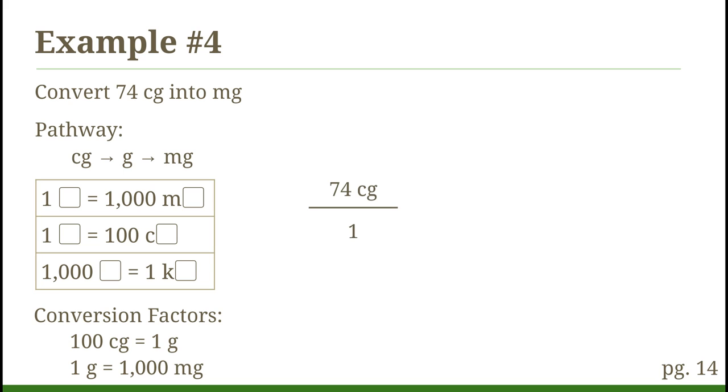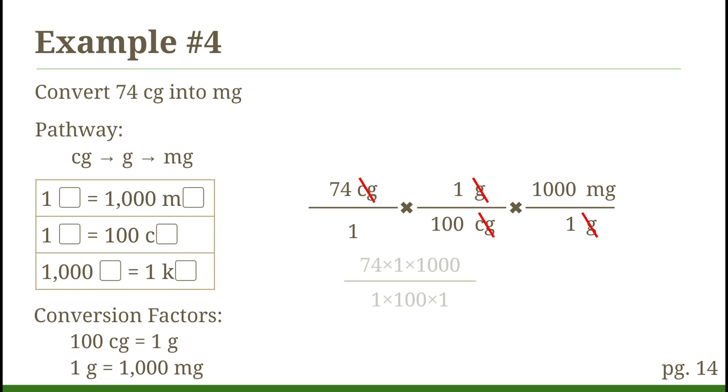We can write our number over 1, put centigrams on the bottom and grams on the top, put grams on the bottom and milligrams on the top, then cancel our units and multiply across the top and across the bottom. And here we have 74 times 1,000 on the top and just 100 on the bottom. So we will have to divide, and when we divide, we get a final answer of 740 milligrams.